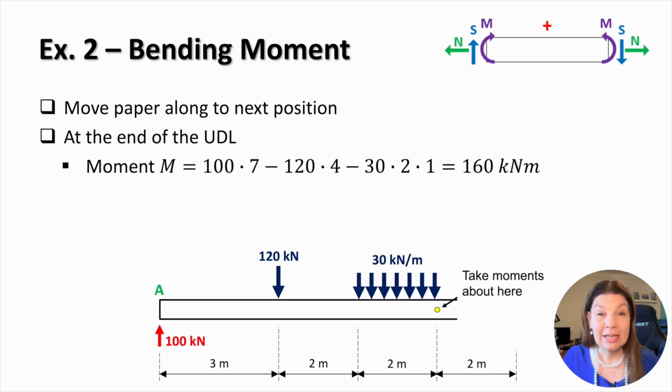Next, we move to the end of the UDL region. At this stage, the effect of the distributed load must be included. A uniformly distributed load can be replaced with an equivalent resultant force equal to the load intensity multiplied by the length of the load, acting at the center of the loaded region. When we include this force in the moment calculation, we obtain the bending moment at the end of the distributed load. Because the loading is distributed, the bending moment diagram in this region becomes curved rather than straight.